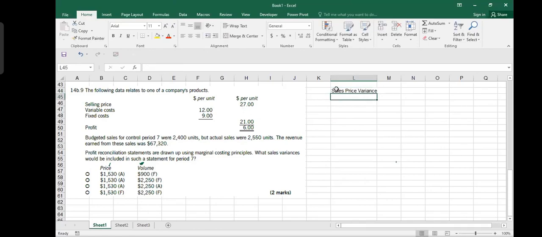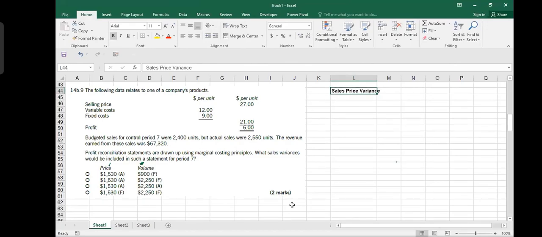Okay, and then now we need to read the question. Let's read it. It says that the following data relates to one of a company's products. Selling price per unit 27, variable cost 12, fixed cost 9, your profit is 6, okay? 27 minus 12 minus 9, 21. Total cost is 21, profit is $6.